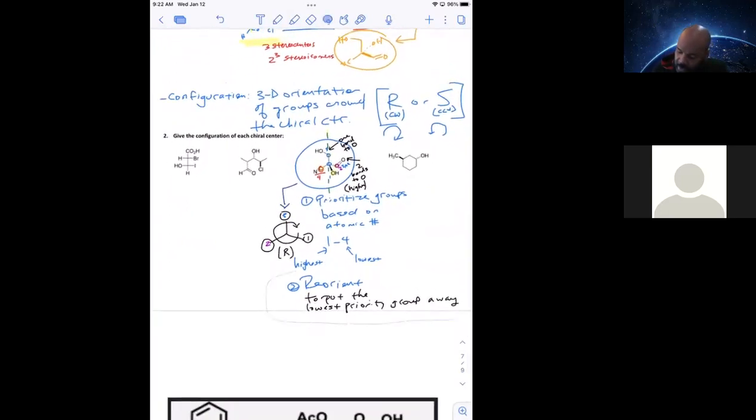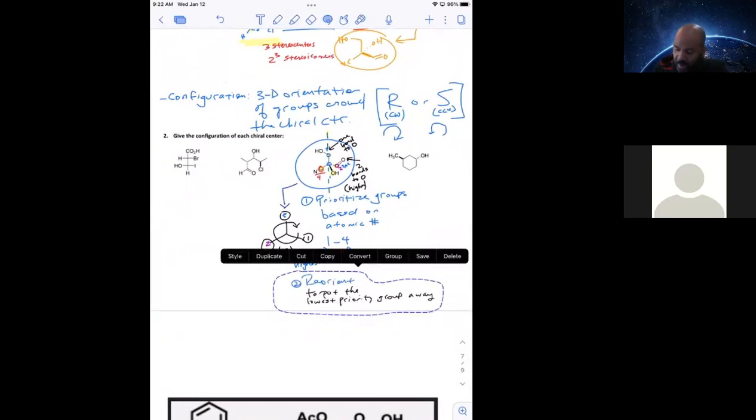Now, we'll do the Fischer projection now, and then we'll come back to that one in the middle with the 3 stereocenters, because we want to talk about another concept with that. We're going to add in another concept. All right, no questions. Everybody's quiet today.